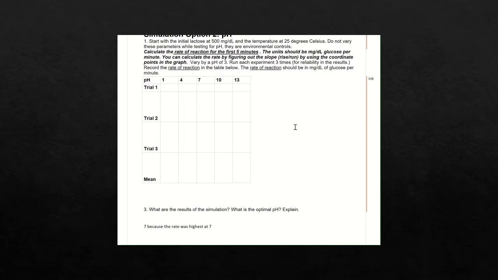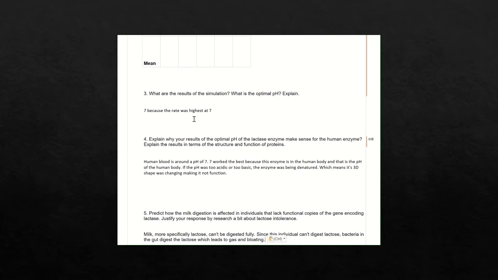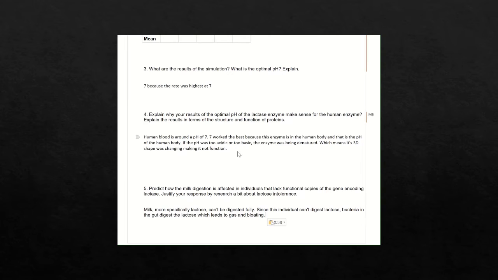The next part was pH. So 7 was the optimum pH. The rate was the highest at 7. Explain why this would be the optimum pH for the human enzyme. Human blood is around 7. 7 works best because the enzyme is in the human body, and that's the pH of the human body. If the pH was too acidic or too basic, the enzyme was being denatured. That means that the 3D shape was changing, making it not function.